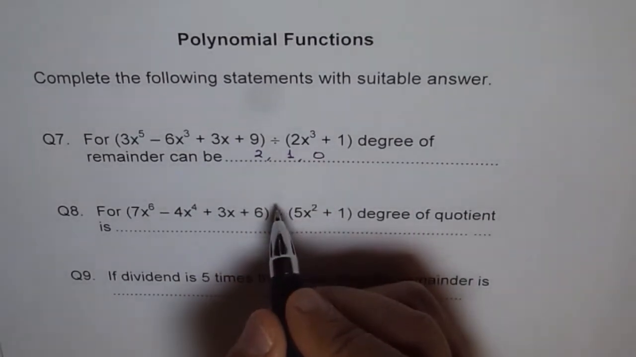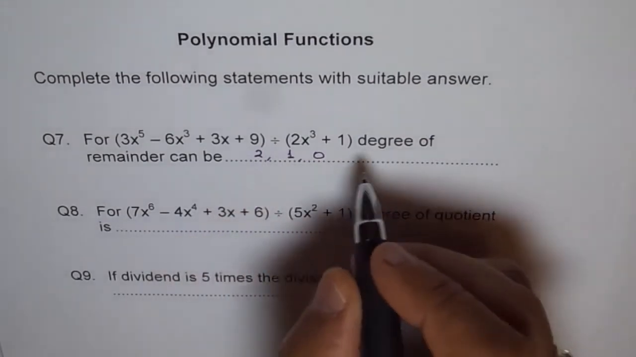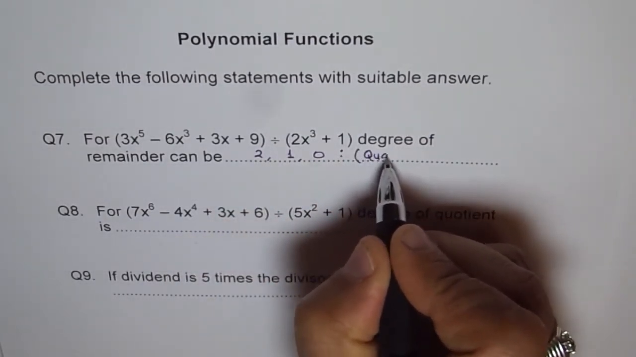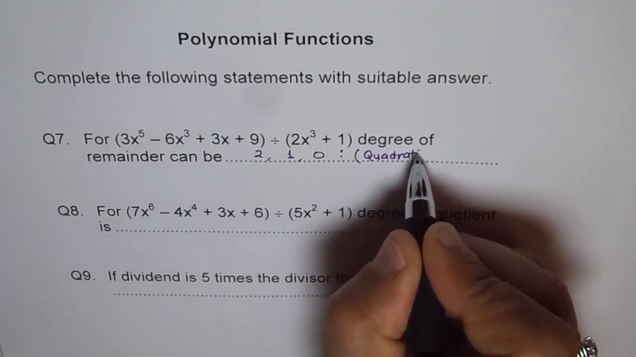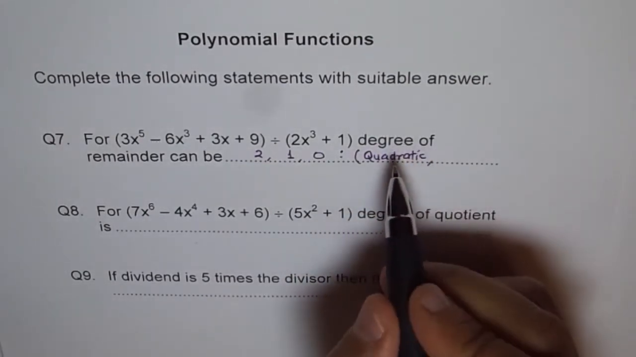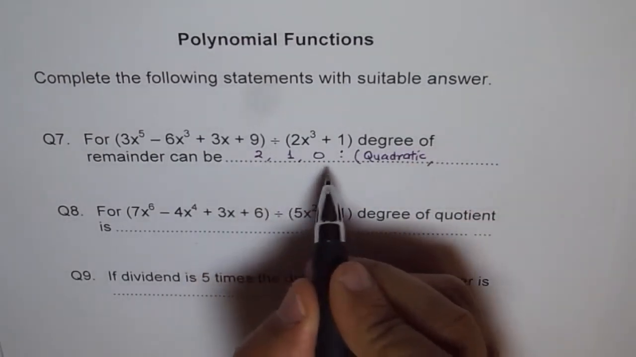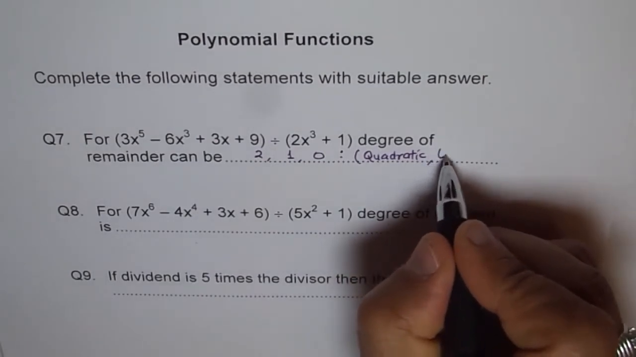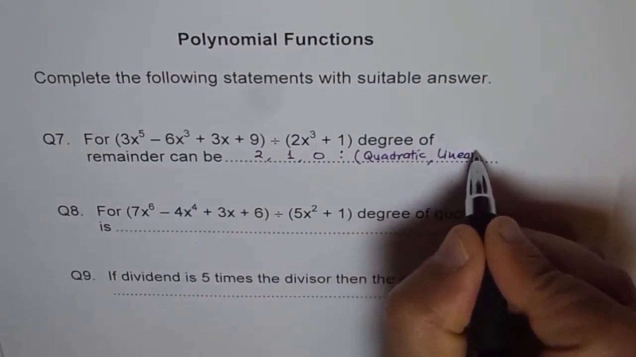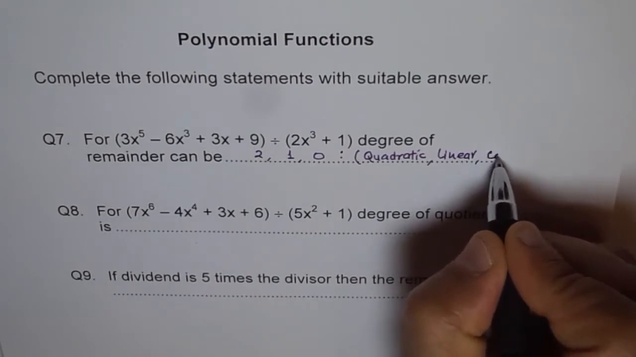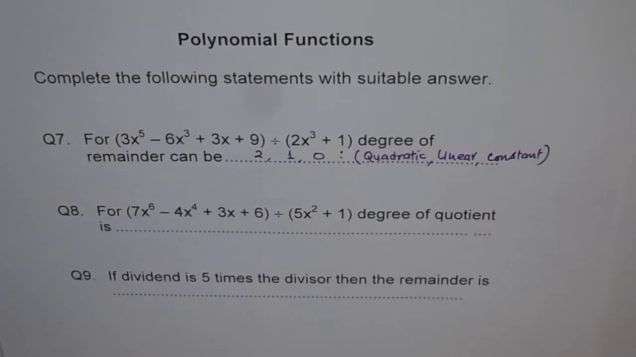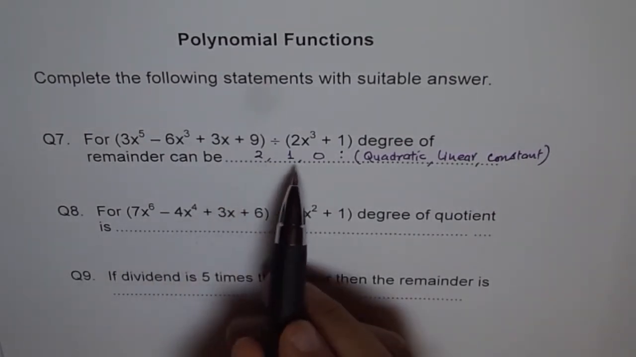It could be 1. So it could be quadratic, right? Degree, you have to write 2, 1 and 0, right? But 2 means quadratic equation as a remainder. 1 means linear, right? And 0 means a constant. You know, 0 itself could be the remainder when it is a factor, correct? So the degree could be 2, 1 or 0.